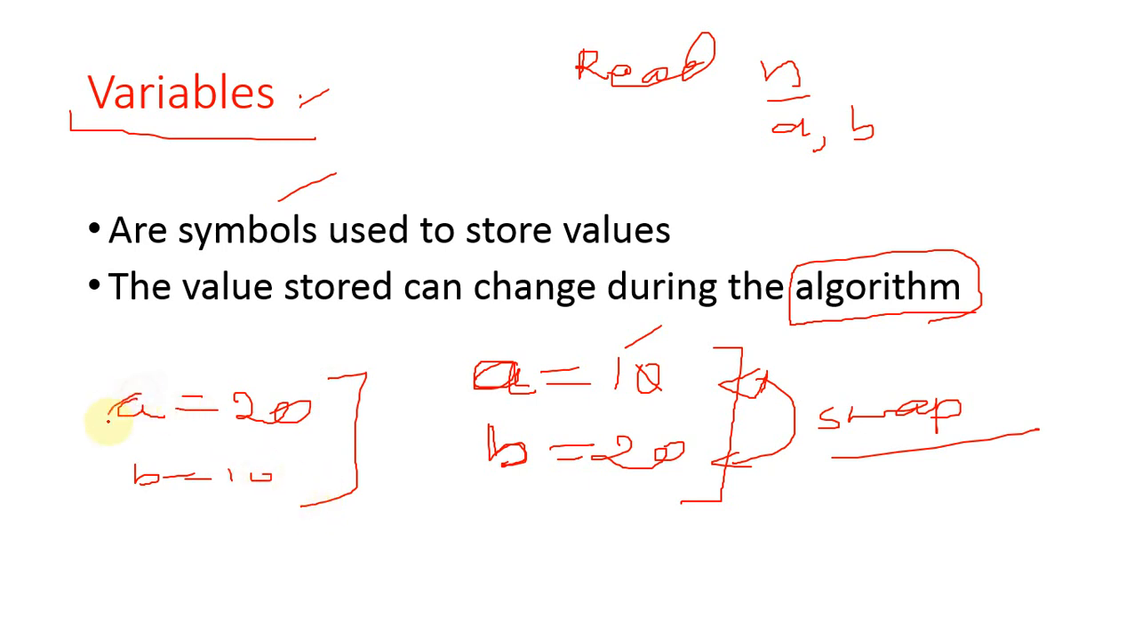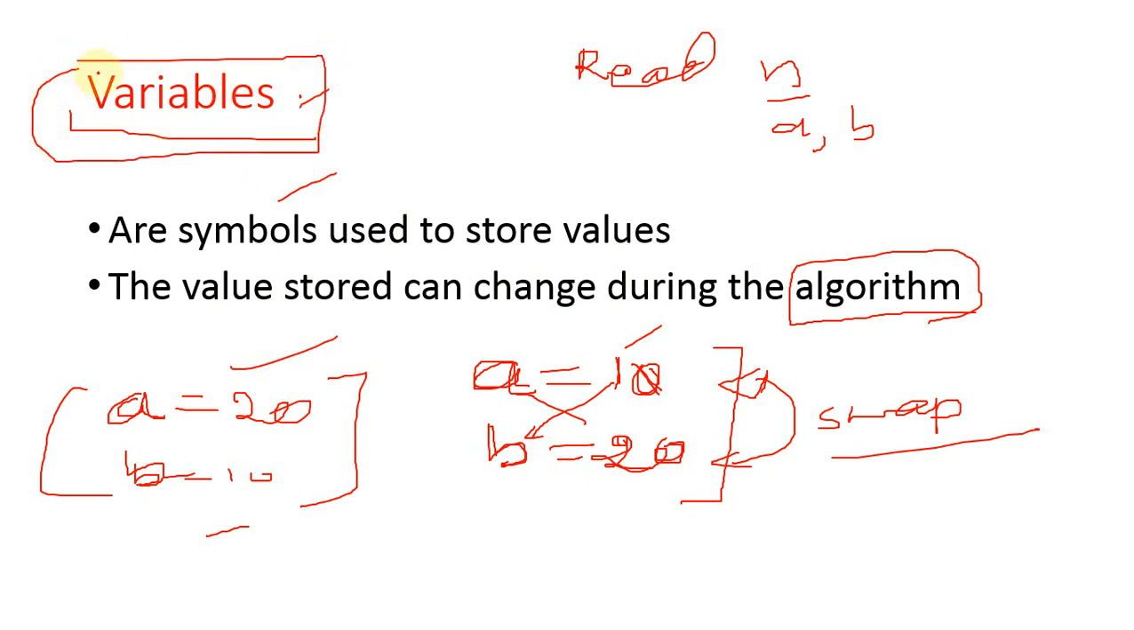Initially, while inputting the values for these two variables, we said a equal to 10, meaning in a we have inputted 10, and in b we have inputted 20. But for some purpose, we need to exchange these two values, 20 here and 10 here. So after the swap, a will have the value 20 and b will have the value 10. This can be done if you have used variables.